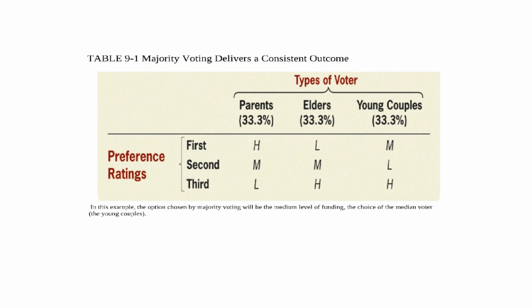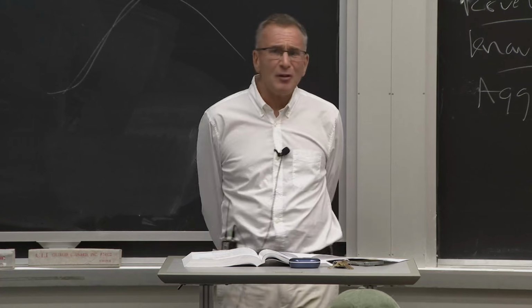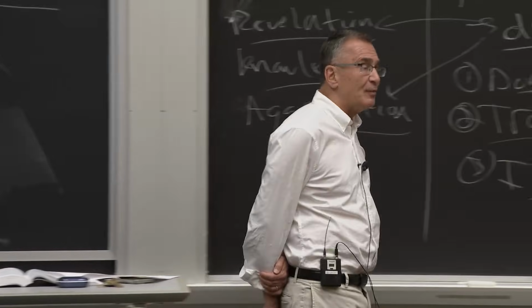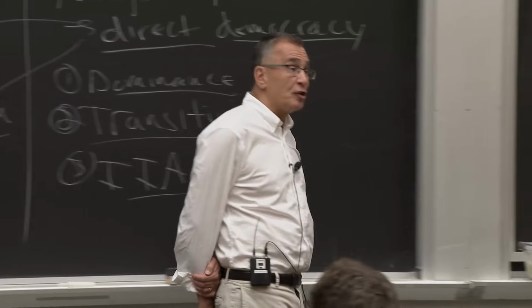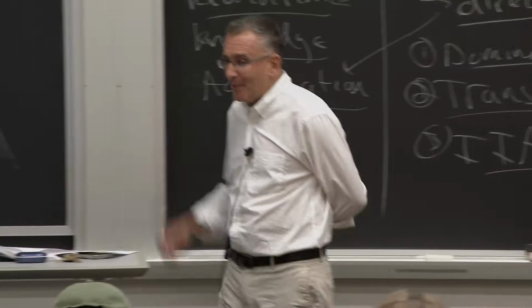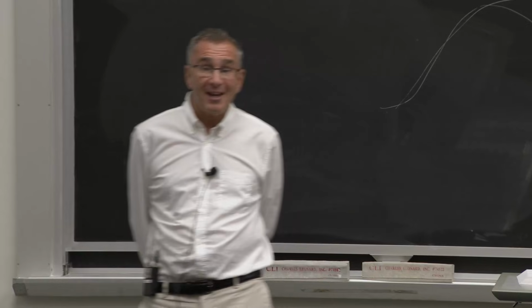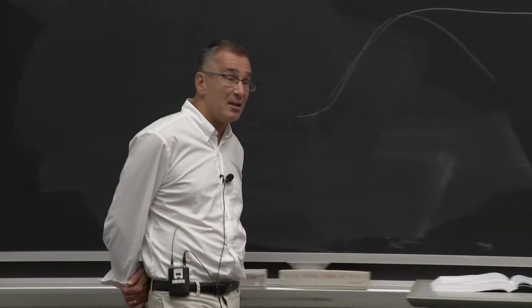The young couple, they're not really sure. So they're like, well, I'm not sure I'm going to be here, so I want to hedge my bets. My best is medium. My middle is low, because if the schools are crappy, I'll just move. The worst for me is high. I pay high taxes in a town I may not even stay in.